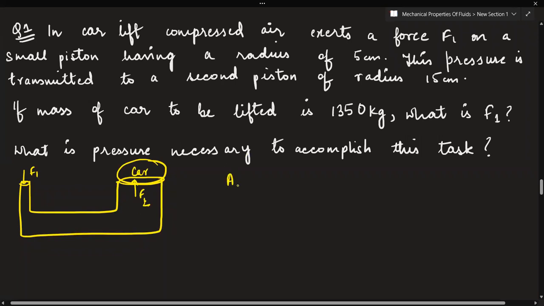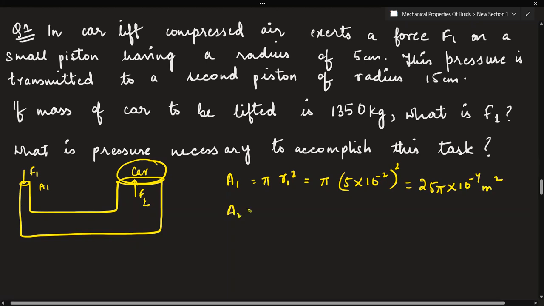Now see, the area 1, the area of the smaller piston, would be pi r1 square. Yes or no? The area of the cross section is the area of the circle, and the area of the circle is pi r square. So A1 would be equal to pi r1 square. Yes, ma'am. So see, r1 is given to you, 5 centimeter. That would be equal to pi times 5 into 10 to the power minus 2, whole square. That would give you approximately 25 pi into 10 to the power minus 4 meters square.